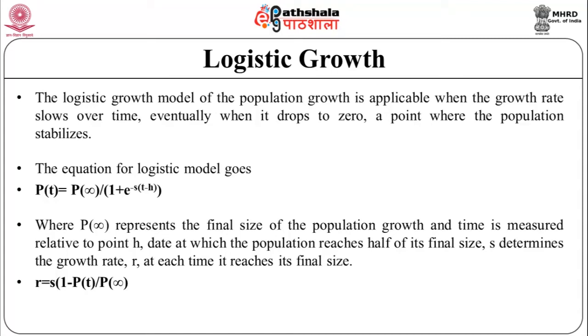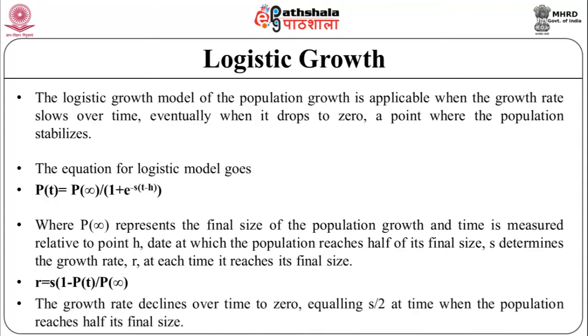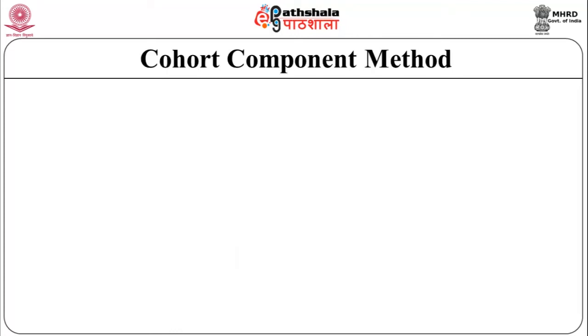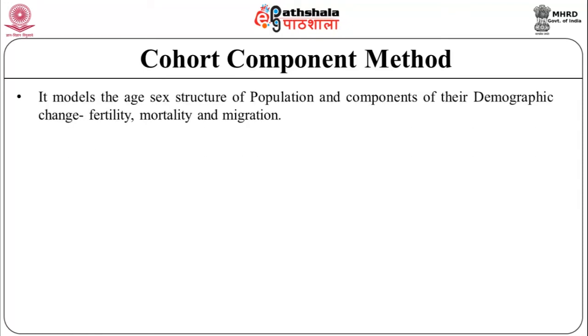That is, R = S(1 - P(T)/P(∞)). Thus the growth rate declines over time to 0, equaling S/2 at the time when the population reaches half its final size. Now let us see the cohort component method of population projections. It models the age-sex structure of the population and the components of demographic change, that is, fertility, mortality, and migration.